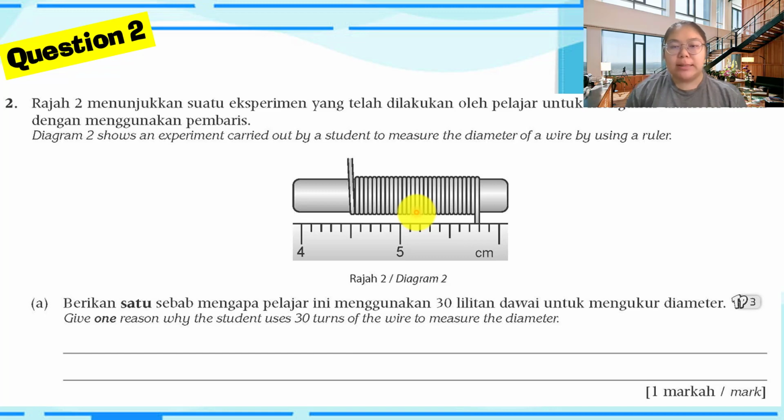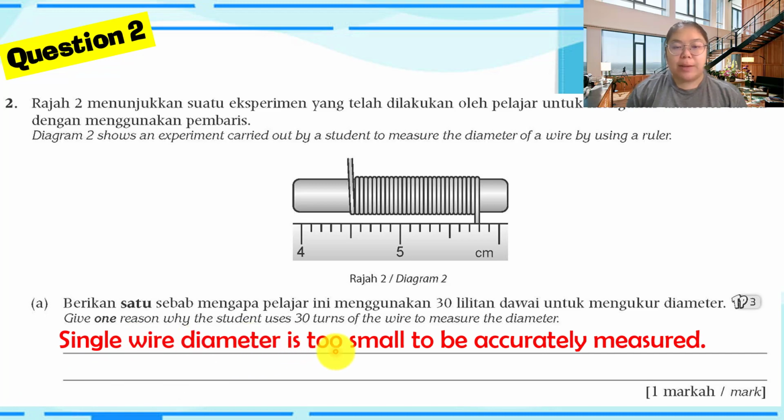Important is that your ruler cannot measure one wire only. The thickness of one wire we cannot measure, so you cannot get an accurate answer. That's why they want to measure 30 turns of the wire. Later we find the mean value. So the answer is: the single wire diameter is too small to be measured accurately. It is too small already, so you cannot get an accurate answer.